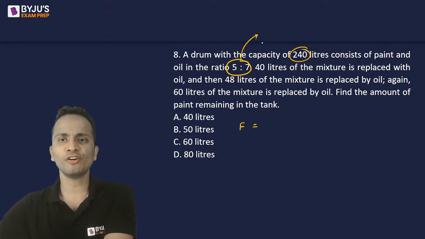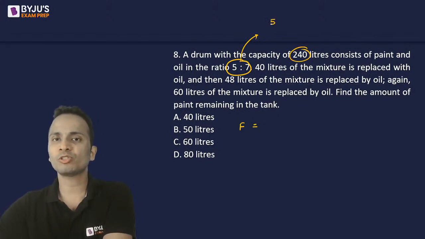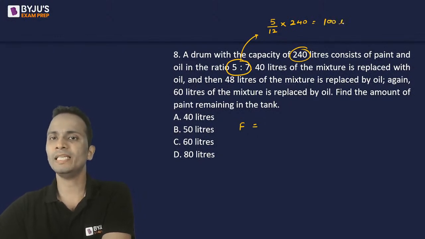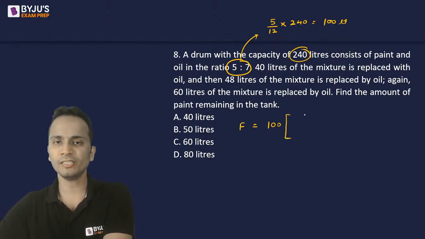multiplied by the fractions left. So what is the initial quantity of paint here? The paint and oil are in the ratio 5:7, so the initial quantity of paint is 5/12 of 240. That is 100 liters. So the initial quantity of paint is 100 liters.